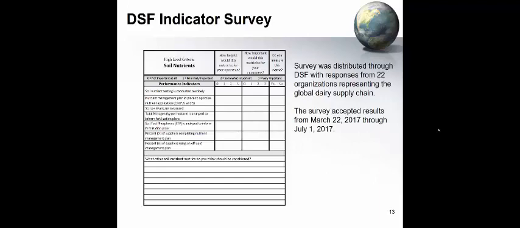So the survey was a standard Likert scoring survey approach online, and it was also available by paper for those who needed it. The results ran from March through July and were analyzed in August and reported to DSF's board in August.